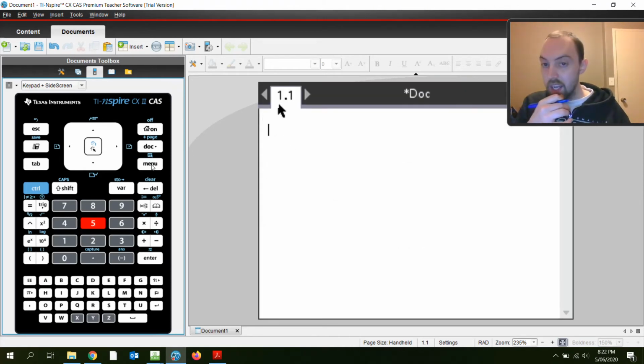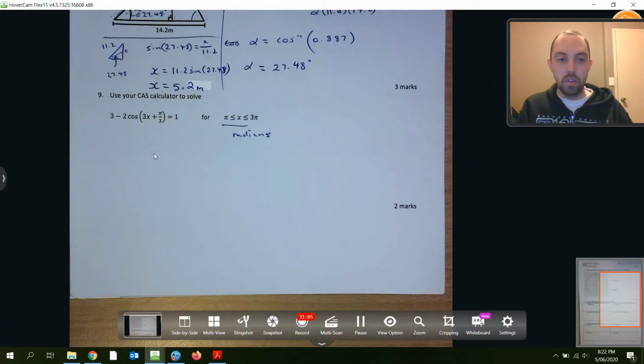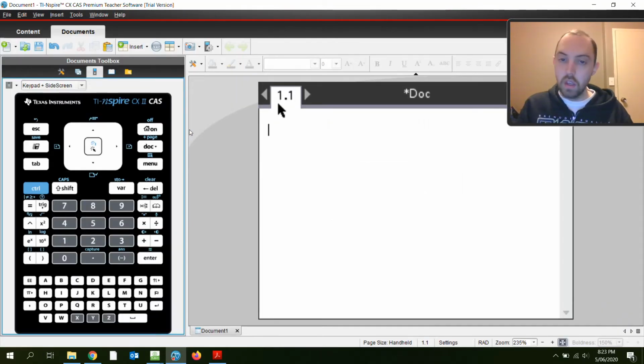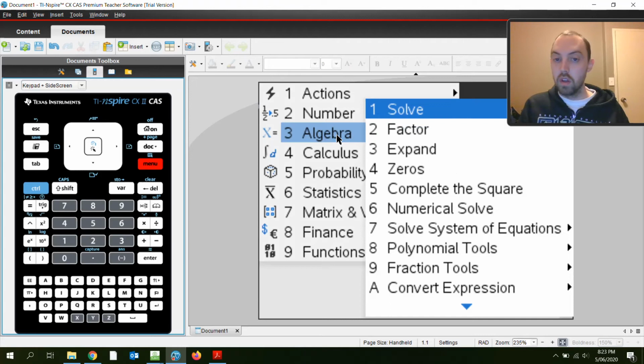Cool. And what I'm trying to do is solve this whole thing algebraically. Okay, so, well, not algebraically, I'm trying to do it on my calculator. I'm going to use the algebra section on my CAS, on my TI here, and I'm going to the solve menu, 3, 1.